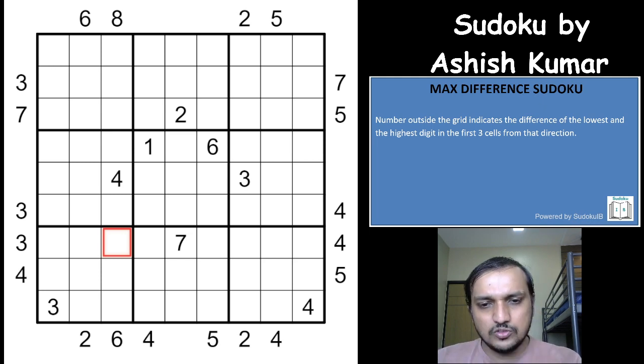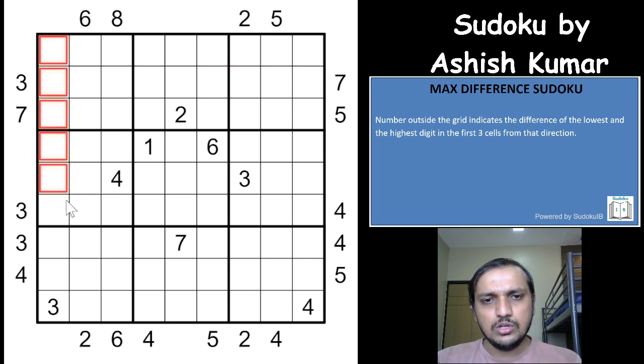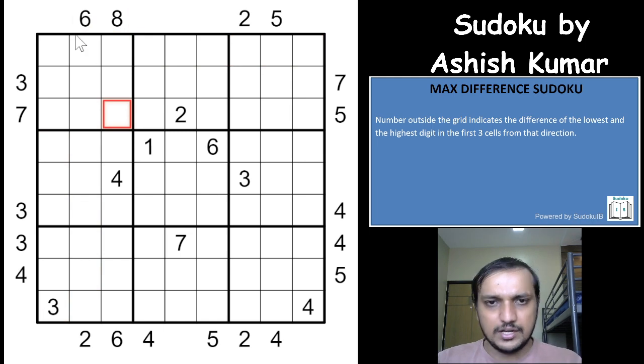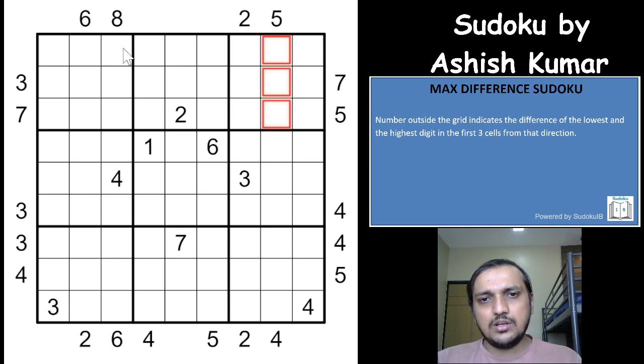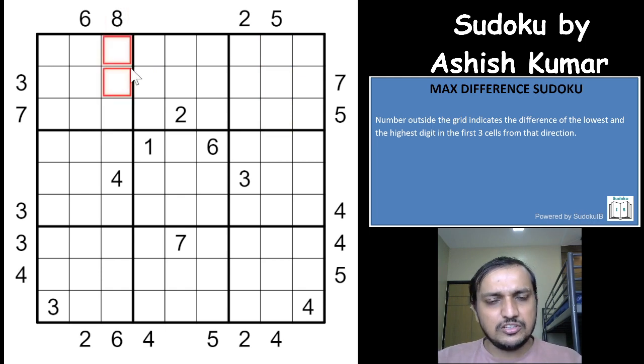And now coming back to this Sudoku. So classic Sudoku rules apply. You need to place digits from 1 to 9 in each row, each column, and 3x3 box without repetition. Apart from that, there are a few digits outside the grid. Those digits indicate the maximum difference within the first 3 cells. In other words, the outside digit indicates the difference of the highest and the lowest digit within the first 3 cells.